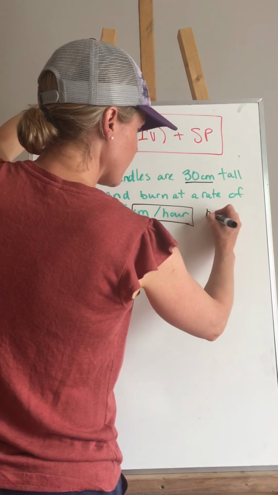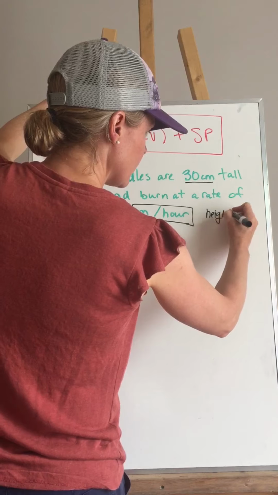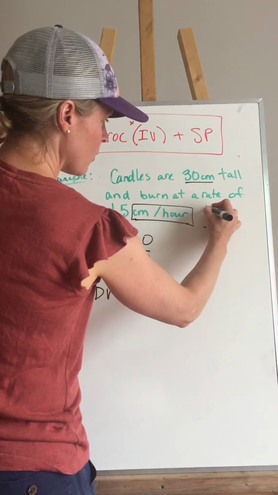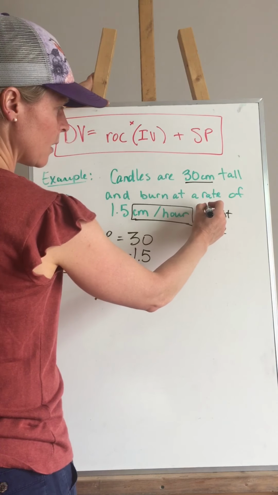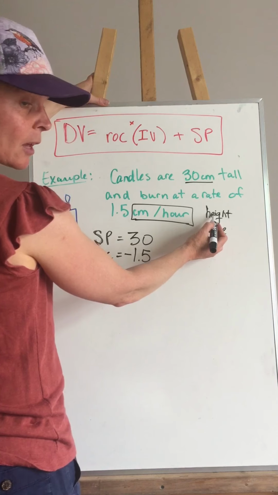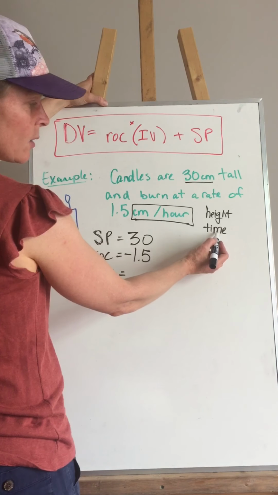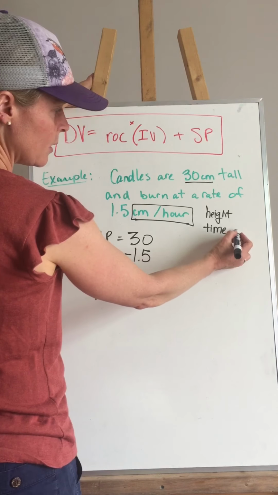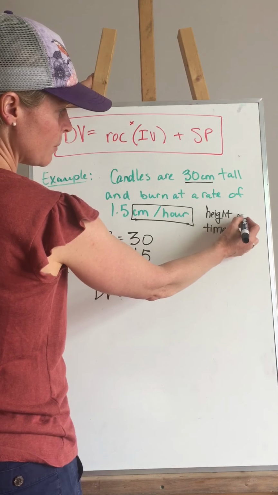So let me just write that. So height and time. So you say, okay, well, height and time, right? Height, time. Well, the height of the candle, how tall it is, is going to depend on the amount of time that it's burned. So this is going to be independent, and this is going to be dependent variable.